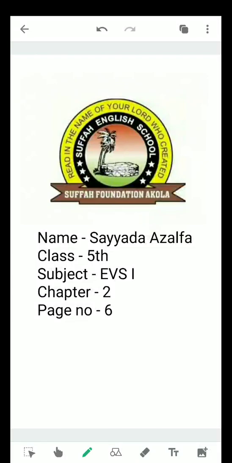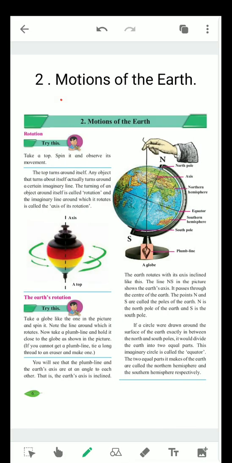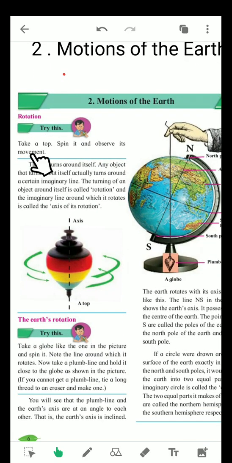Today we are starting a new chapter on page number 6. The chapter name is Motion of the Earth. First topic in this chapter is rotation. Take a top, spin it and observe its movement. The top turns around itself.